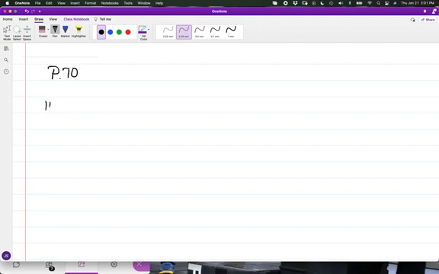For number 103, we have an equation where we are solving for x, where 1 is equal to negative 2 plus the square root of 2x plus 7. So we have a single radical term with the square root of 2x plus 7.